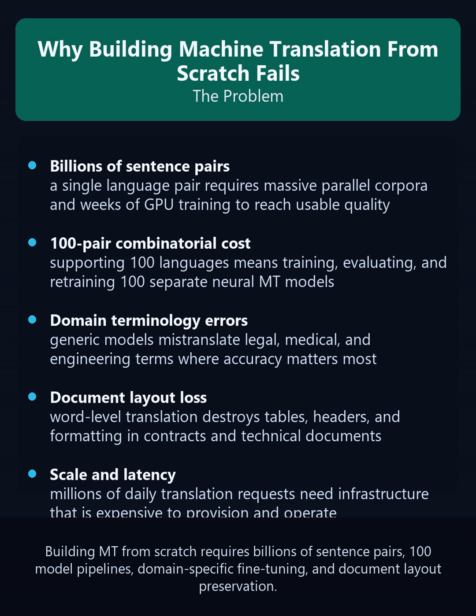Building machine translation in-house creates 5 compounding problems. Training a neural MT model for a single language pair requires billions of sentence pairs and weeks of GPU training. Supporting 100 language pairs means 100 separate models to train, evaluate, and retrain as language evolves. Domain-specific vocabulary like legal, medical, or engineering terms causes generic models to mistranslate at exactly the wrong moments. Document translation must preserve layout, tables, and formatting, not just words. And running translation at millions of requests per day requires infrastructure that is expensive and difficult to scale.